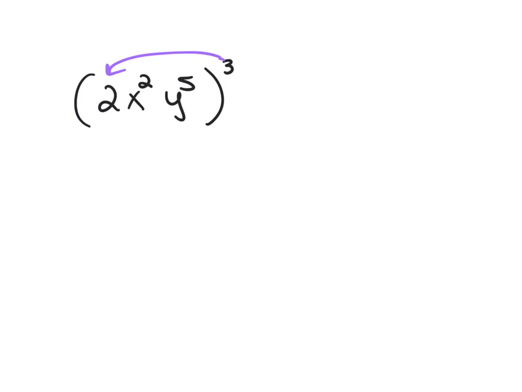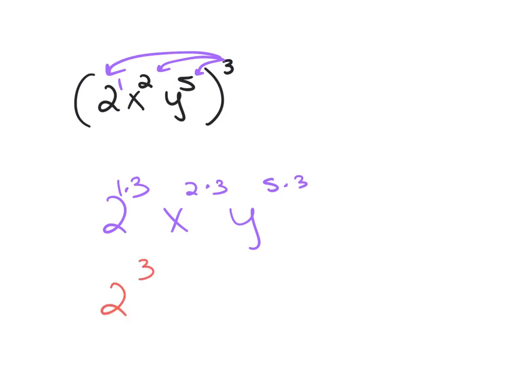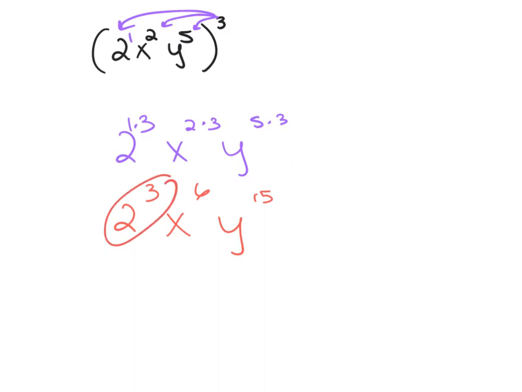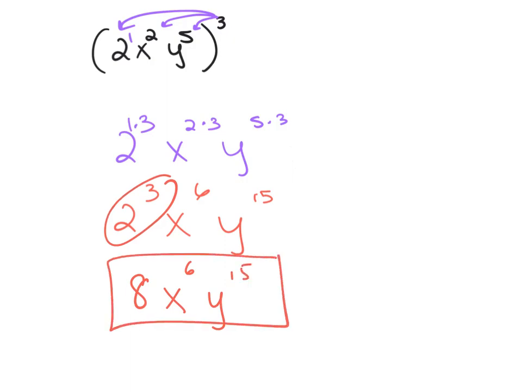Again, I'm going to distribute, but it goes to all parts, even that number here. So you're going to have 2 cubed, x squared times 3, and then y to the power of 5 times 3. Because this is like there is a 1 right here, so you can think of it that way as 1 times 3. So this is going to be 2 to the power of 3, x to the power of 6, and y to the power of 15. That's a weird looking 15. And you may be asked to take this a step further and actually simplify. Just kind of depends on the problem, but just in case, 2 cubed means 2 times 2 times 2, which is 8. So 8x to the power of 6, y to the power of 15.